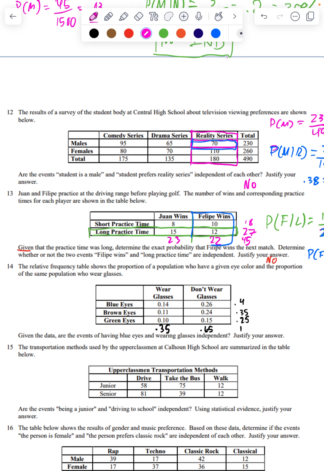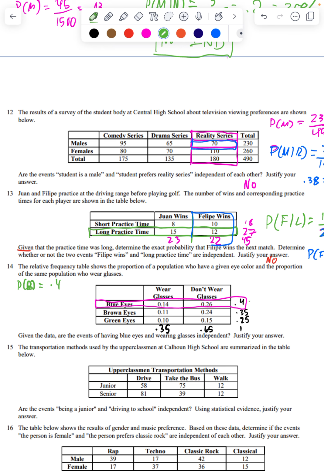What's the probability of having blue eyes? Probability of blue eyes. It looks like a theta. Probability of blue eyes is 0.4. Yeah, we have that right here.